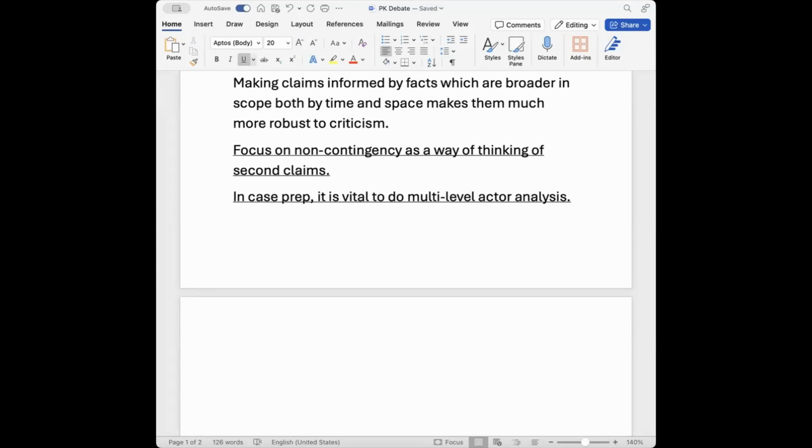So I would really ask you to focus on trying to do this with your partner. Try to think of a non-contingent argument. Try to think of every debate at different levels of actor analysis. And I think those two would be really helpful for your case prep.